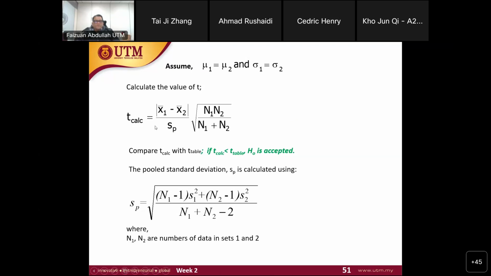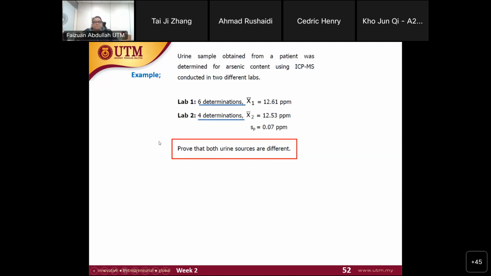All right, and after we calculate the t value, we compare it to the t table. If the t calculated is lower than the t table, of course the hypothesis is accepted. So the pooled standard deviation, SP, is calculated using this formula, where n1 and n2 are the numbers of data in set 1 and set 2.